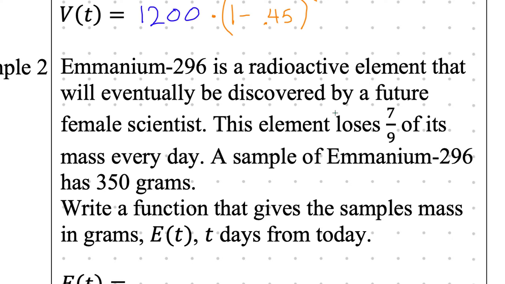Aluminum-296 is a radioactive element that will eventually be discovered by a future female scientist. This element loses 7/9 of its mass every day. A sample of aluminum-296 has 350 grams. Write a function that gives the sample's mass in grams T days from today. There it is.